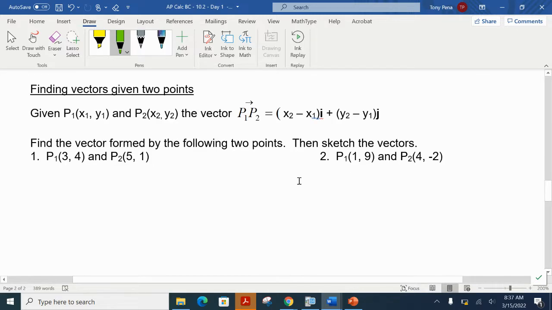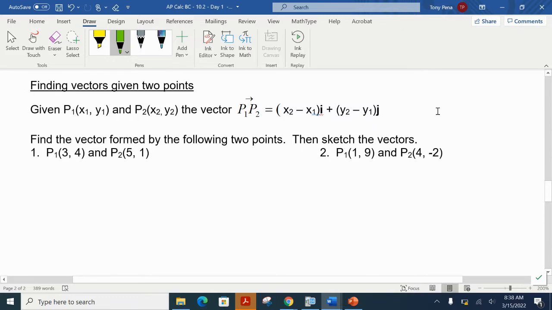All right, finding a vector given 2 points. So if I have point 1, point 2, then the vector drawn starting at point 1 and going to point 2 is just the difference between their x coordinates, that's our horizontal change, so that's the i, plus the difference between their y coordinates, the vertical change, which is going to be your j.